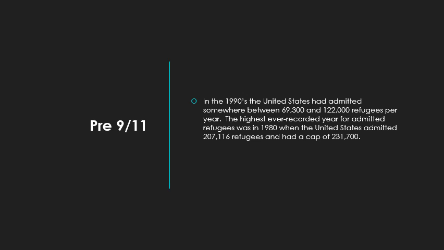Okay, pre-9/11. In the 1990s, the U.S. admitted somewhere between 69,300 and 122,000 refugees per year. The highest ever recorded year for admitted refugees was in 1980 when the United States admitted 207,116 refugees and had a cap of 231,700.